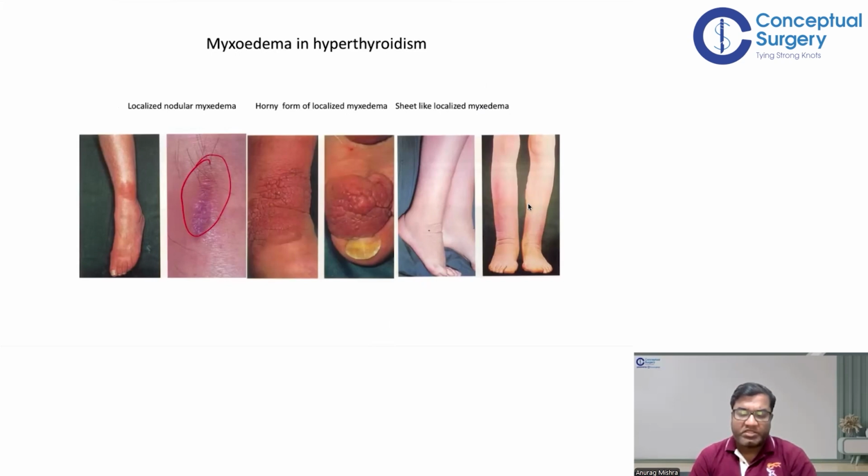Again, you can see these are thickened, edematous limbs, and this will be a non-pitting edema. Remember this. And again, they can take the form of horny calcifications, and sometimes it is diffuse and the whole limb gets thickened. So various forms of myxedema are also present. Overall, it's a non-pitting edema because of deposition of complex polysaccharides like glycosaminoglycans and other molecules.